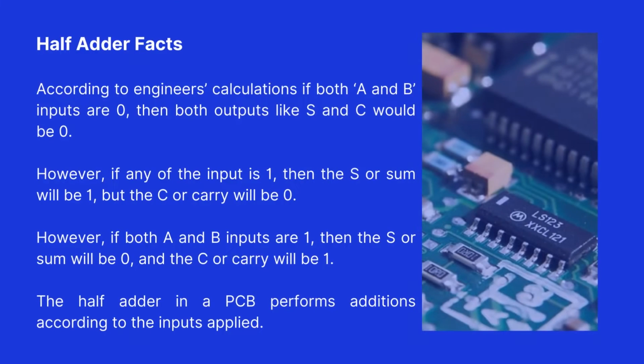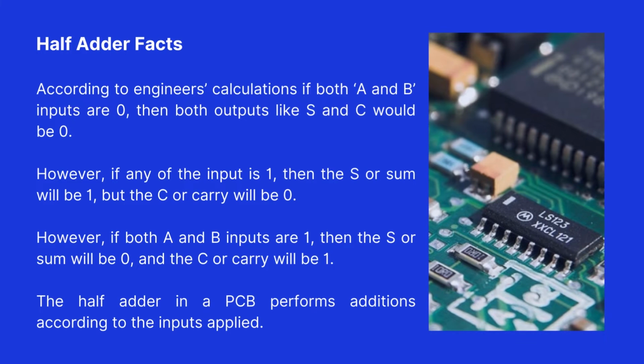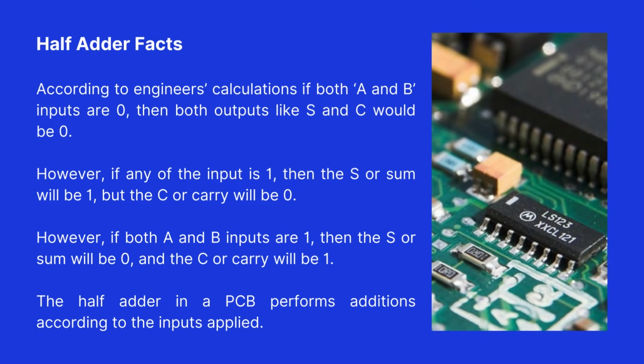Half-adder facts. According to engineers' calculations, if both A and B inputs are 0, then both outputs S and C would be 0. However, if any one input is 1, then the S or sum will be 1, but the C or carry will be 0. However, if both A and B inputs are 1, then the S or sum will be 0, and the C or carry will be 1. The half-adder in a PCB performs additions according to the inputs applied.